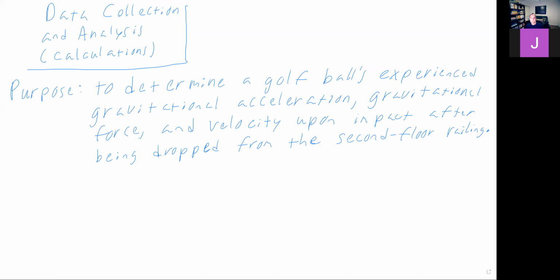Okay, so our purpose is to determine a golf ball's experienced gravitational acceleration, gravitational force, and velocity upon impact after being dropped from the second floor railing outside our classroom. Okay, so we've done this experiment before, but it's worth doing again. It's always a fun experiment to do, and it's always good to collect fresh data whenever we're doing a new data analysis, or studying something new. So we're going to go ahead and do this, and we'll talk about how we're going to interpret the results that we'll get. So let's go through step by step what we're going to do here.